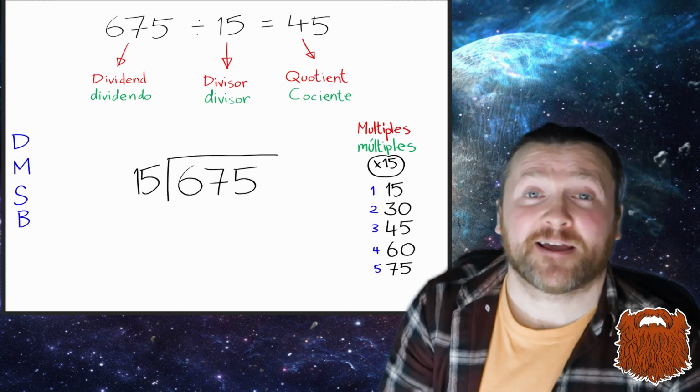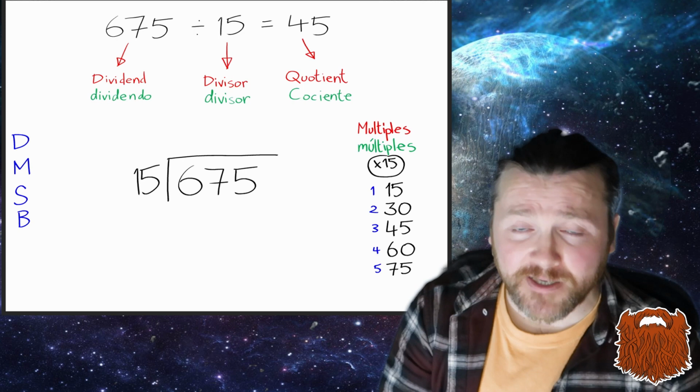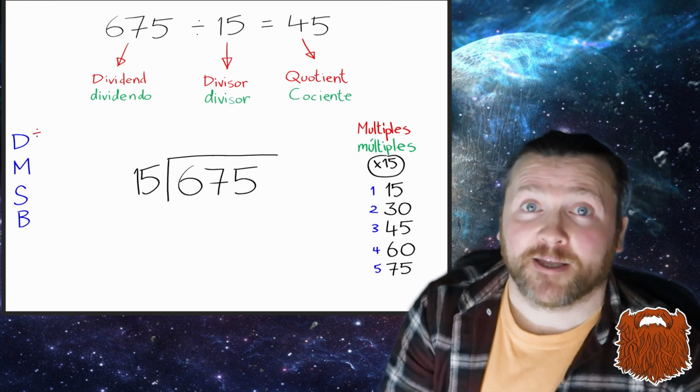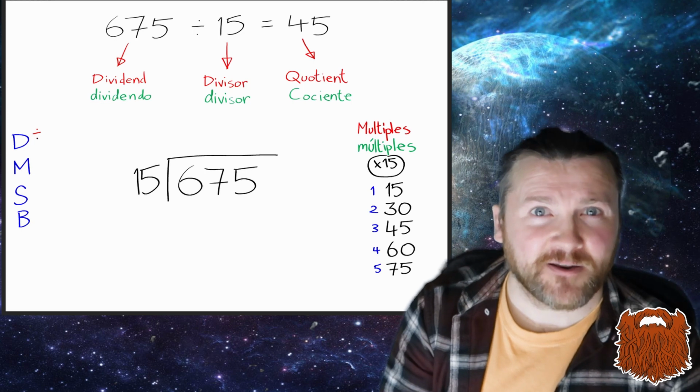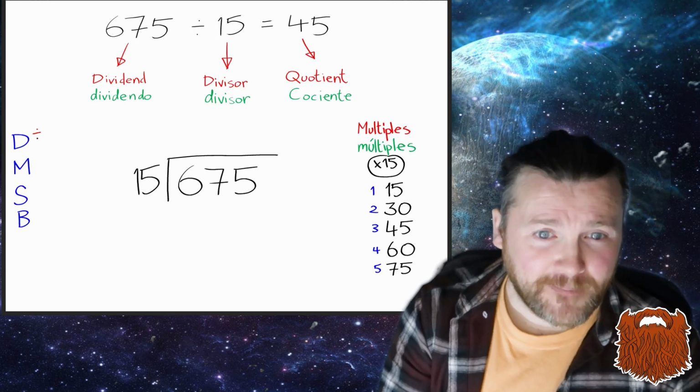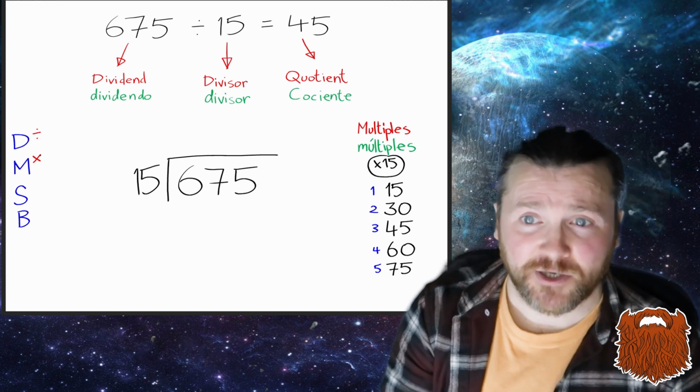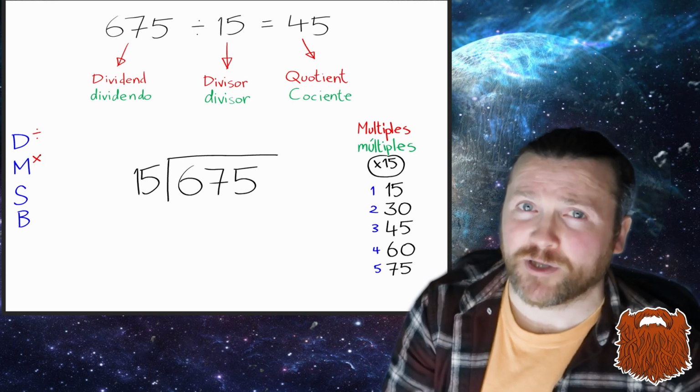Okay, so what do those letters actually stand for? The D is for division. In Spanish, dividir. The M is for multiplication. In Spanish, multiplicar.